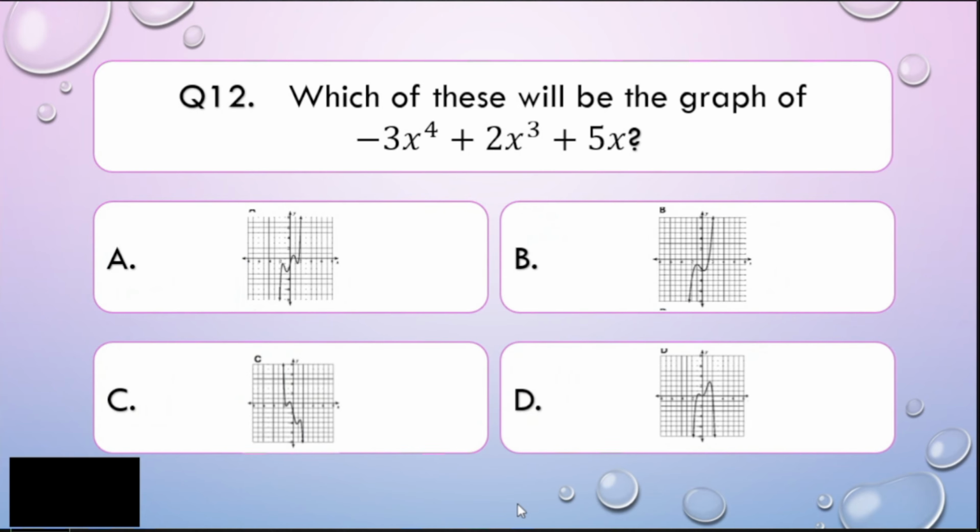Which of this will be the graph of negative 3x to the 4th power plus 2x cubed plus 5x? Is it A, this one, B, this one, C, this one, or letter D, this one? I'll give you 5 seconds to think about your answer.